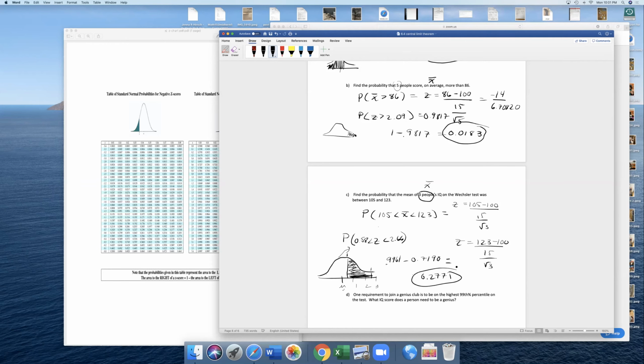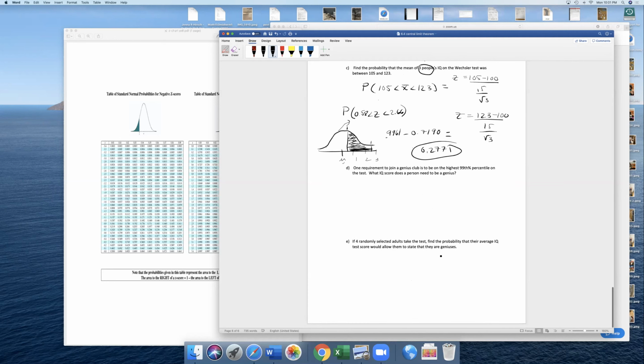Okay, so as an extension, let's take a look at these last 2 parts, and then we'll call it a day, and we'll call it a class. One requirement to join a Genius Club is to be in the highest 99th percentile on the test. What IQ score does a person need to be a genius?